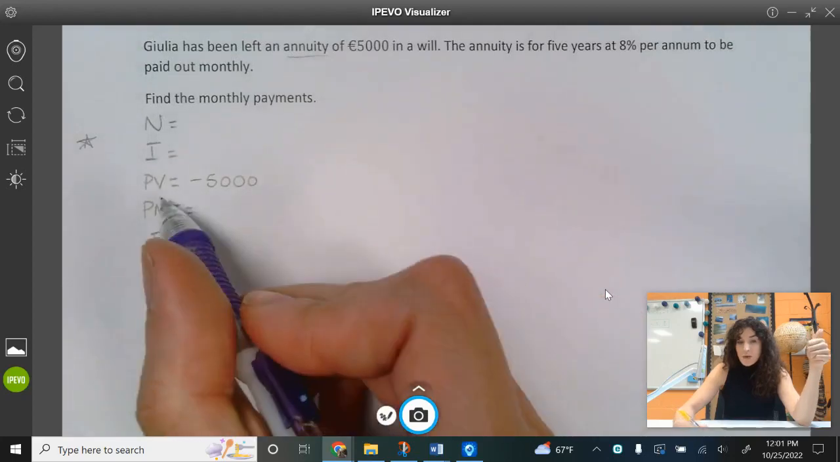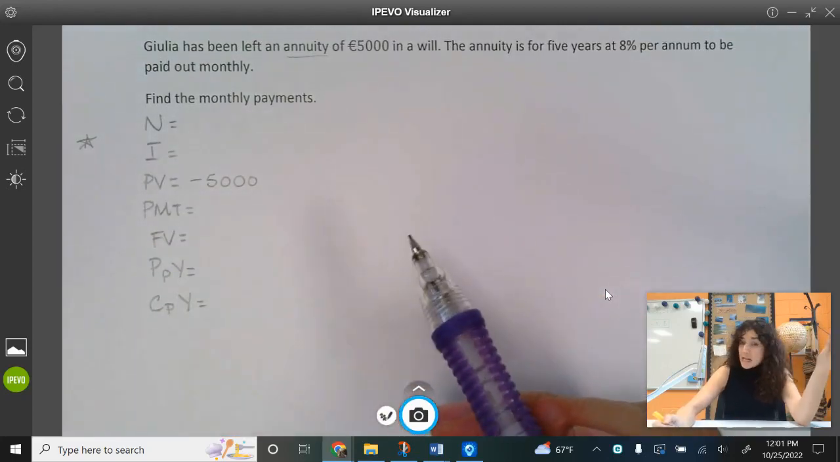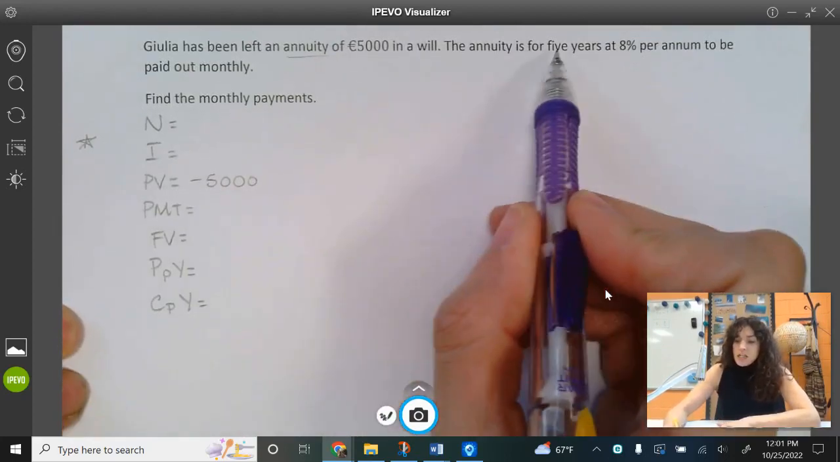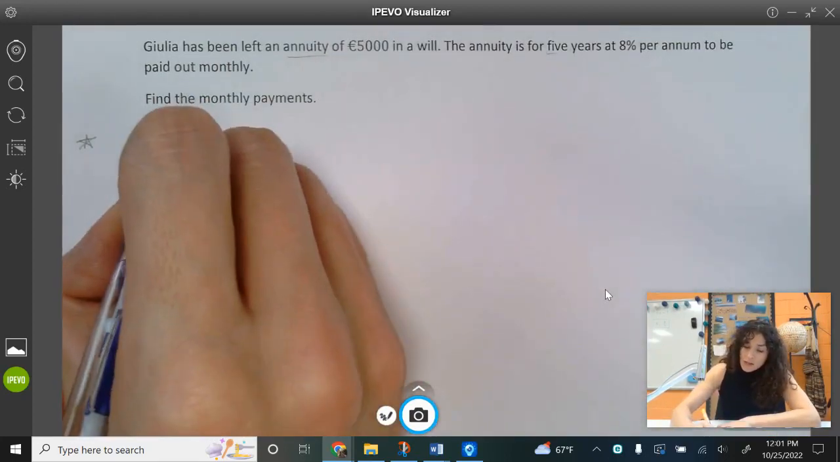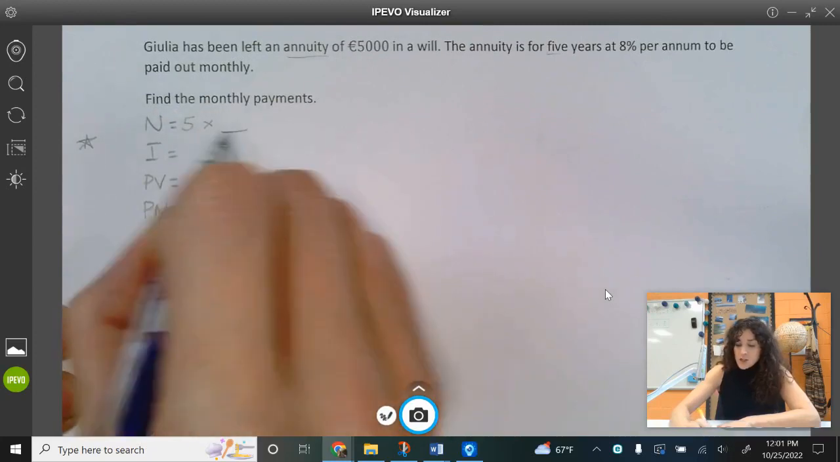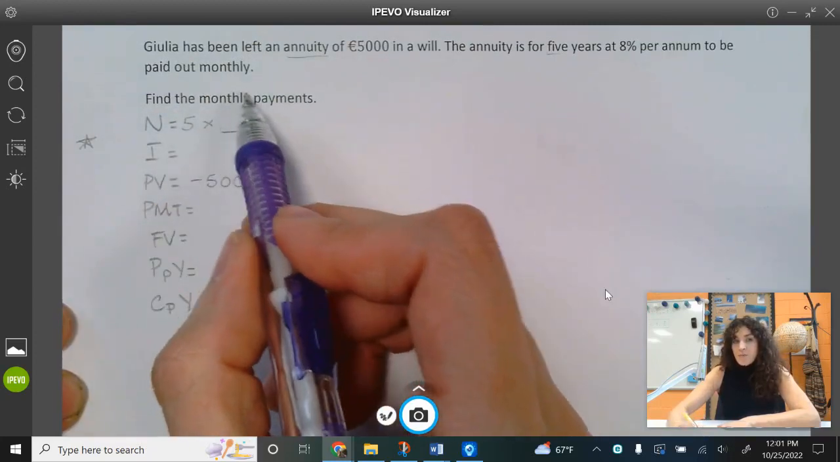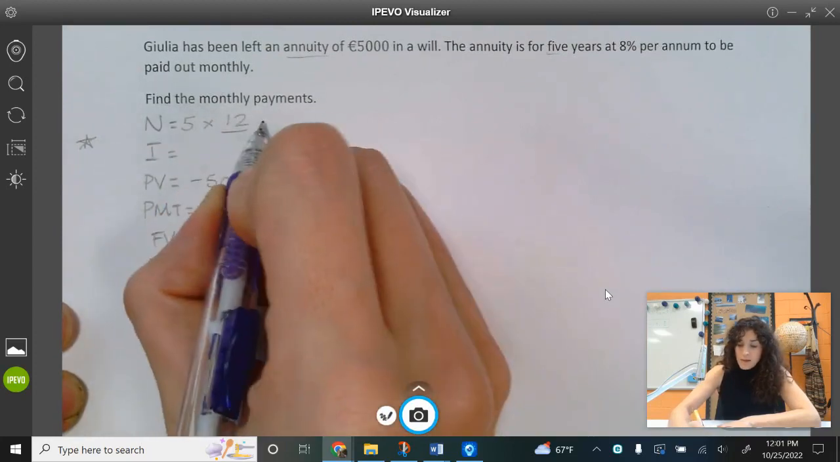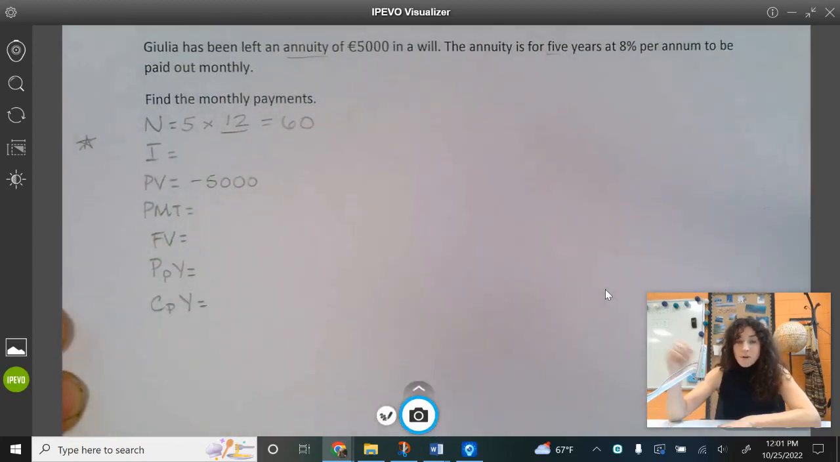So what does that mean? It means I start with that money, present value, and it's technically coming out of my pocket and going into the bank. So it's a negative. Okay, the annuity is for 5 years. That looks like it goes for 5, but I need to double check with annuities, with payments. And it says monthly payments. So that'll be 12 monthly payments per year, which means the number of payments is going to be 60.